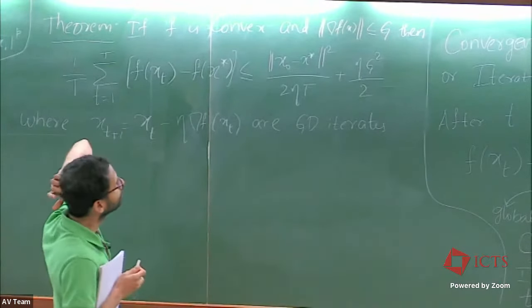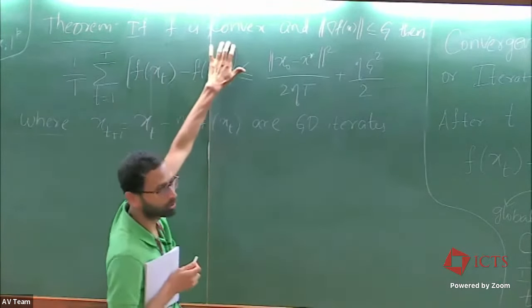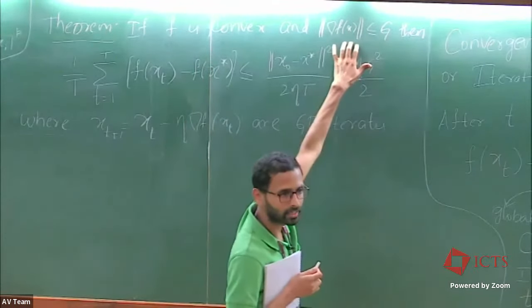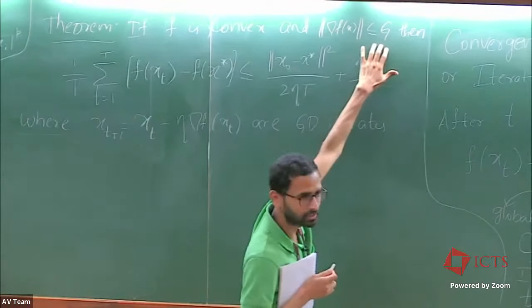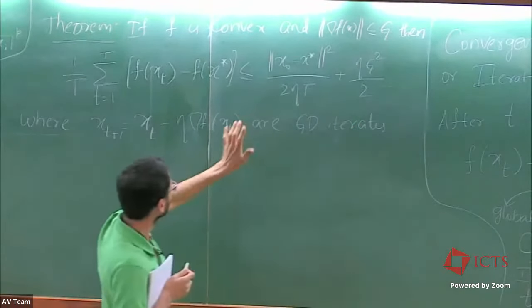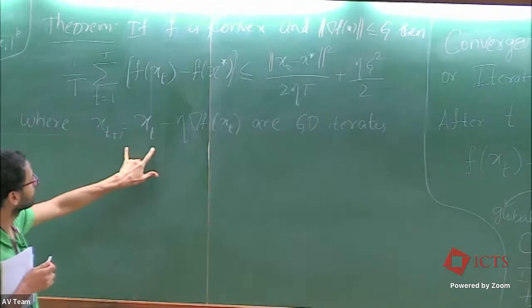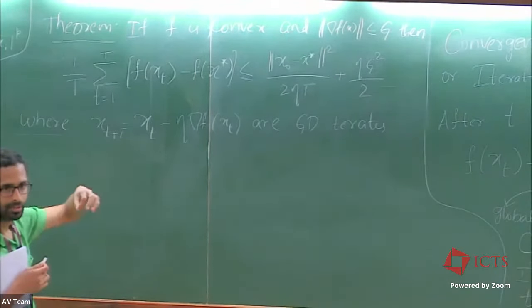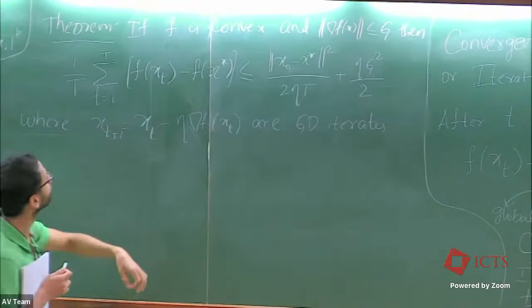Okay. So what we're saying is the function f is convex, and it is Lipschitz, meaning that the norm of the gradient at any point is bounded by some quantity g. Then if we do gradient descent, meaning that we update xt+1 to be xt minus step size times the gradient at xt.